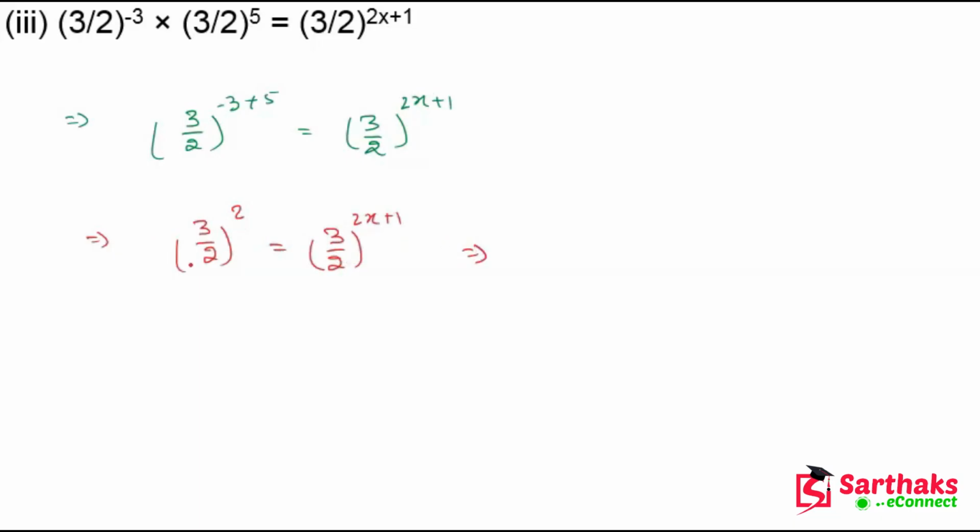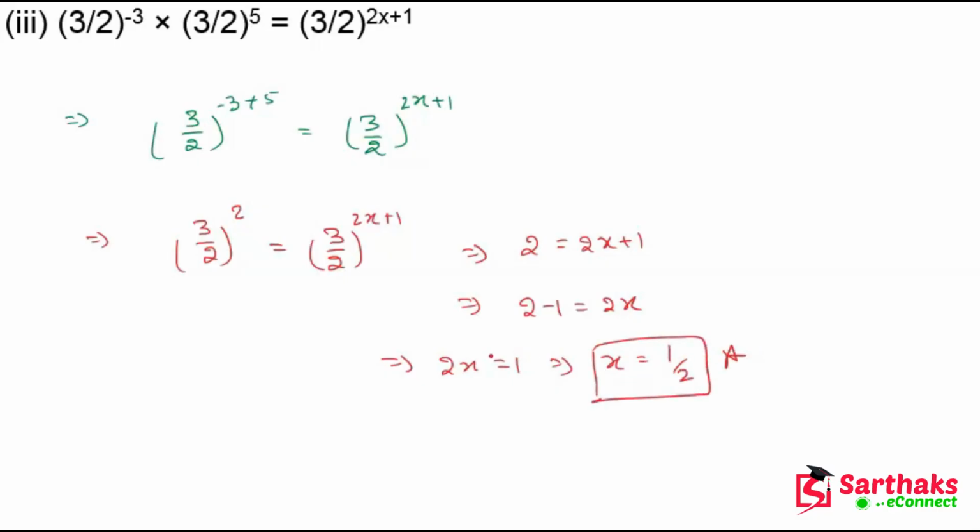Now if you compare the power, then 2 is equal to 2x plus 1. This will become 2 minus 1 is equal to 2x, so we can write 2x is equal to 1. So x will become 1 upon 2. You get? Yes, this is the answer of this problem. Okay, understand, my dear friends? Yes.